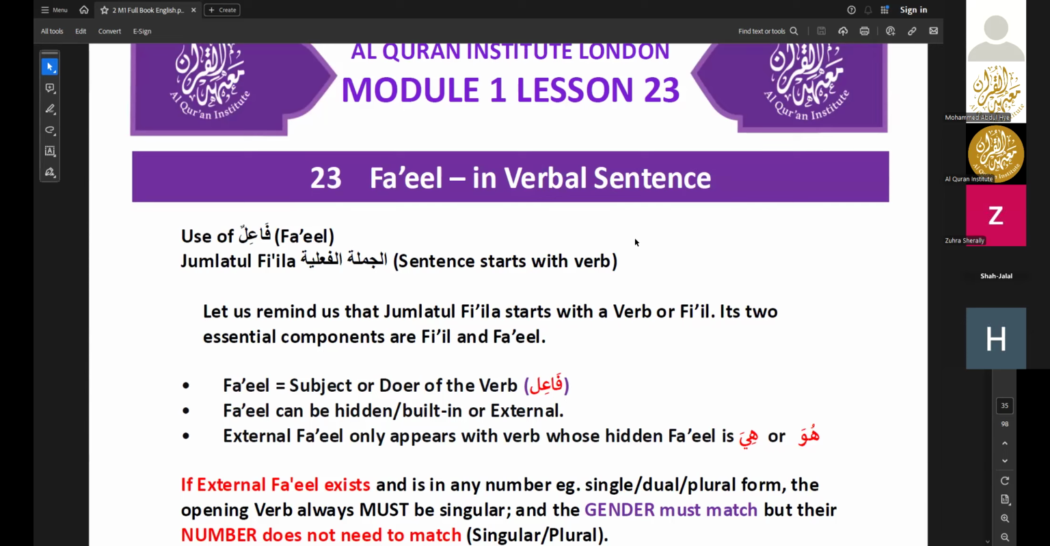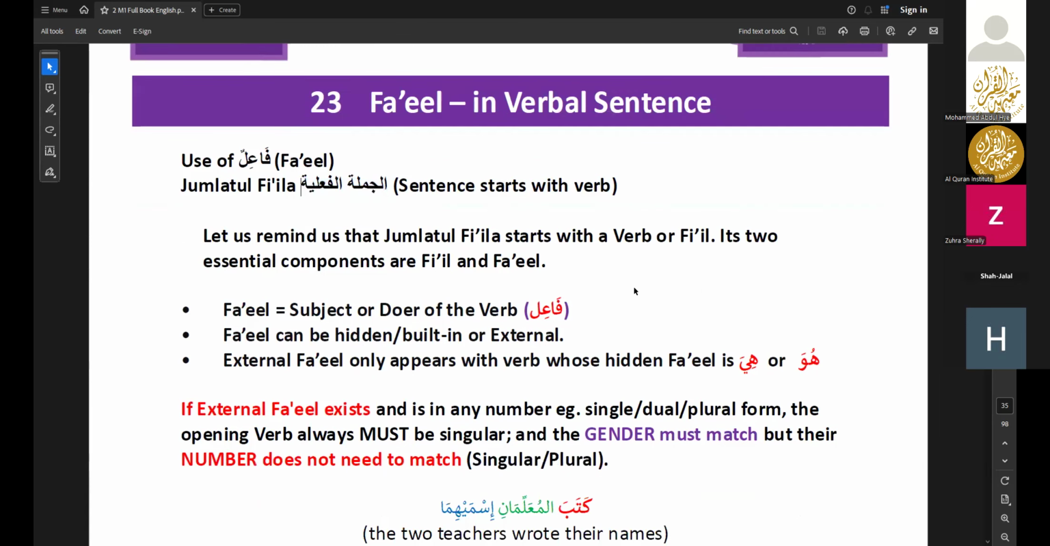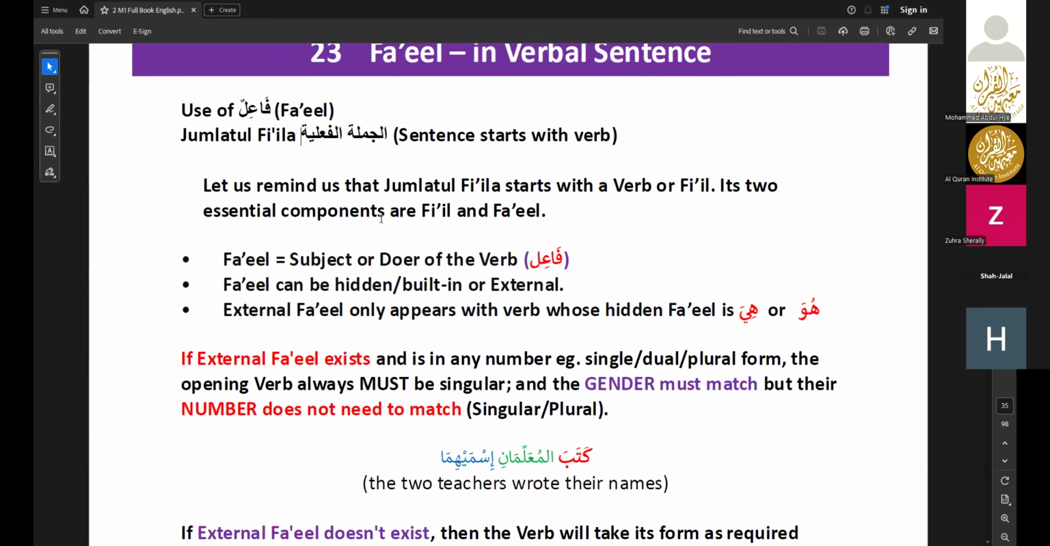Verbal sentence, or jumlatul fi'liyyah, starts with a fa'il. So the Arabic name is jumlatul fi'liyyah. Two essential components are fi'l and fa'il. As we said, it starts with a fi'l and then fa'il, and maf'ul may be there or maybe not.